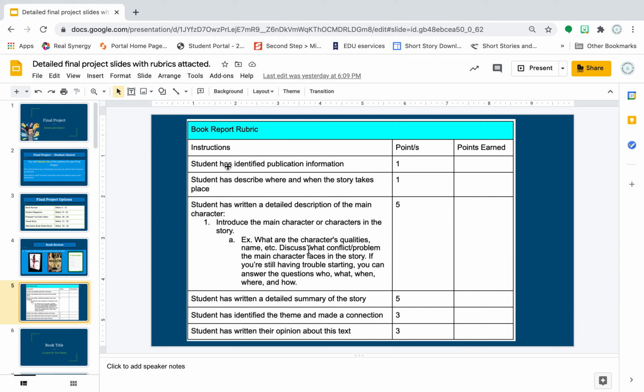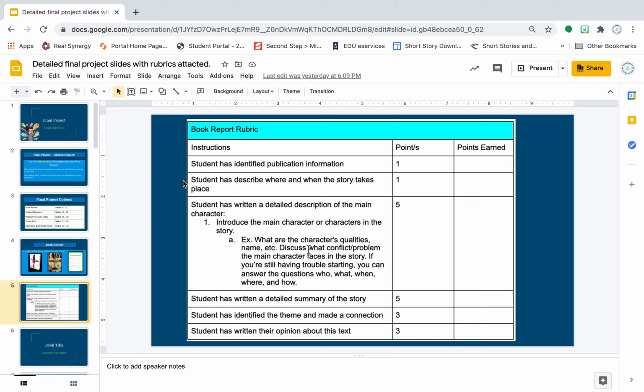So the first thing you're going to do is identify the publication information. That's when it was copyrighted, who it's written by, what the title is, the basic information that you'll have on all books. The next thing I'm looking for is, have you described where and when the story takes place? It's pretty important for our text that we're reading. It really puts it into place. So I really want you to describe both where and when this takes place.